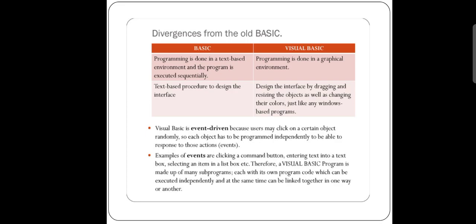In the old version of BASIC, programming is done only through a text based environment, but in Visual Basic it is done through a graphical environment. This is the major divergence from old BASIC to new Visual Basic. Next, in the text based procedure, the interface is designed through code, but in Visual Basic we design the interface by dragging and resizing the objects as well as changing their colors, just like any Windows based programs. Next, examples of events are entering text into a text box and selecting an item from a list box, combo box, etc. These are examples of events.